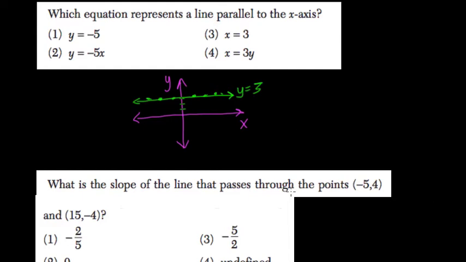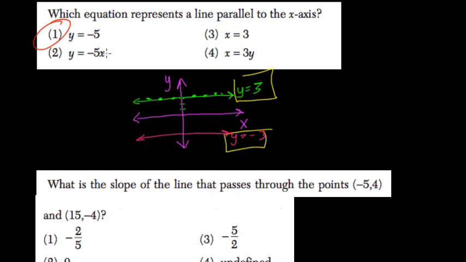If we had a line, let's say, down here, well, maybe that would be y equals negative 3. For any of these lines that are parallel to the x-axis, they're going to be in this form where y equals some number, because the slope is equal to 0, it's a flat line, and the height is the only thing that's constant. So here the choice is 1, y equals negative 5.